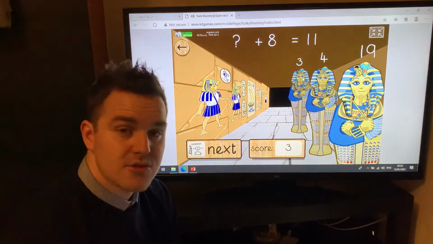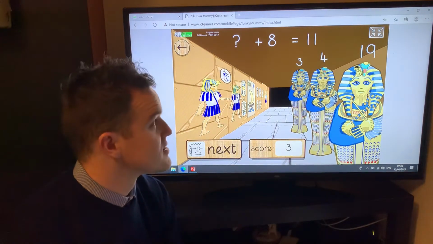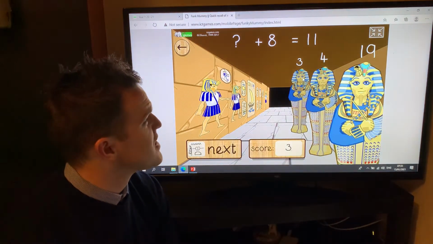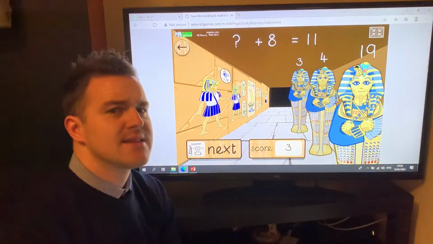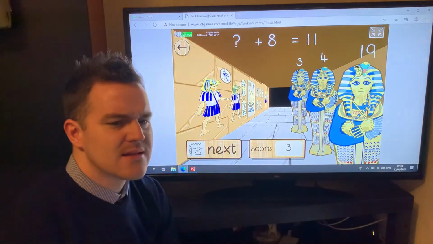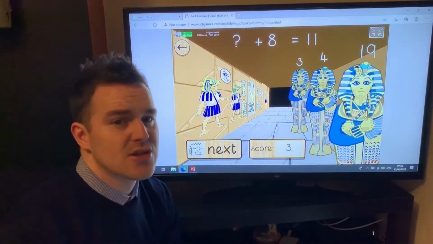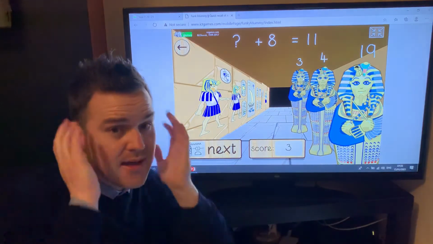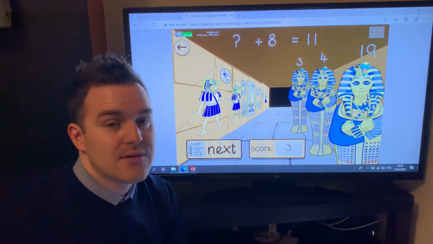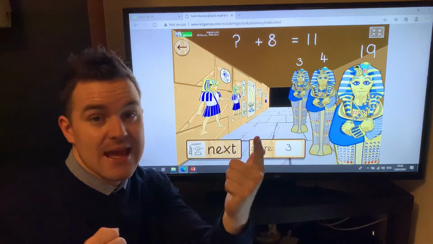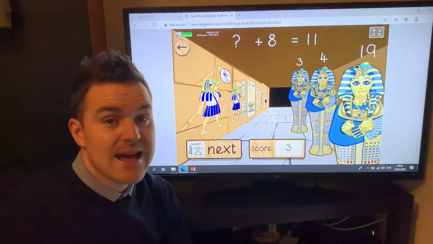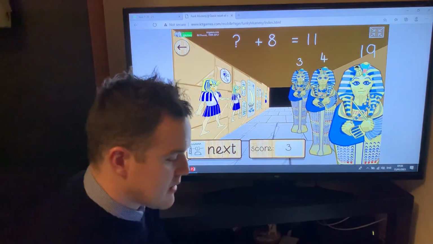Okay, we'll do one more and then I'll leave you to do some practice, okay? So this time it says something add 8 equals 11. So we want to start from 8 and see how many more we need to get to 11. So 8 in our heads. Let's count up to 11. 9, 10, 11. So 8 add 3 equals 11.